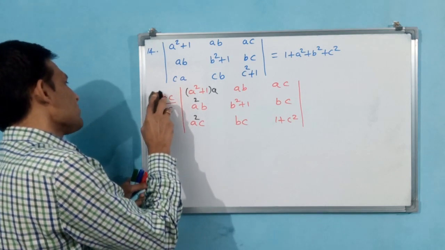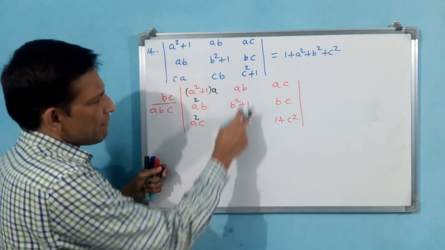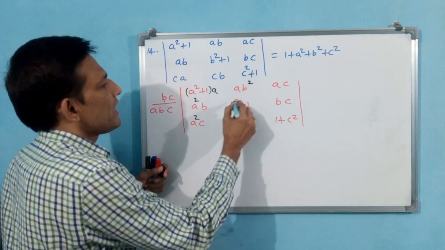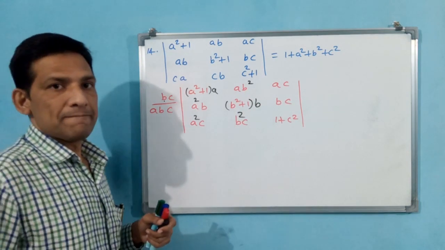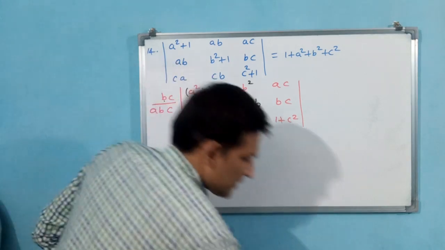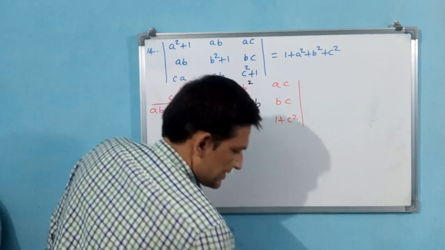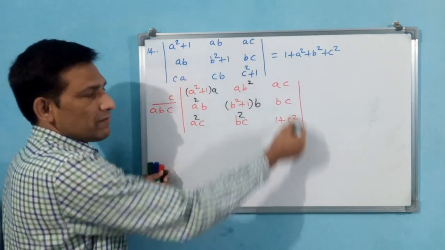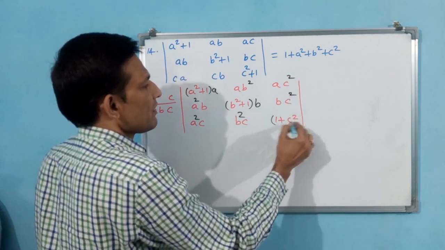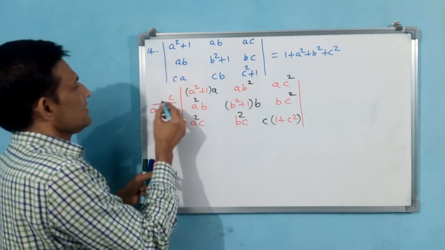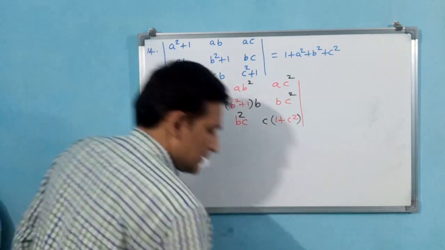You observe carefully what I am doing, step by step. Afterwards, B is there. B I am multiplying with column 2. B square into B square. Is it correct? Then here B will not be there. Now also C, for column 3, I am multiplying C square into C. Then the C will not be there, 1 will be there. Is it okay?